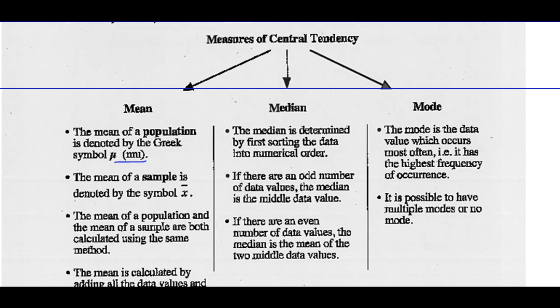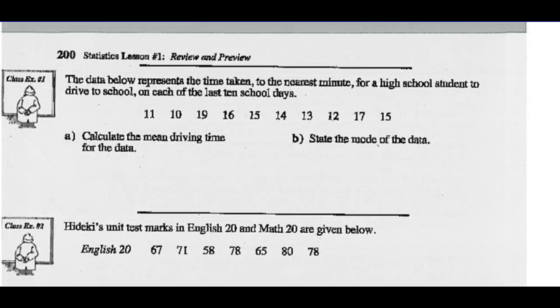Your median is determined by first sorting the data into numerical order, either ascending or descending. If there are an odd number of data values, then the median value is the middle. If there are an even number of data values, then the median is the average, or the mean, of the two middle data values. And finally, the mode is the easiest one to understand. The mode is the data value which occurs most often, i.e. has the highest frequency of occurrence. It's possible to have multiple modes or no mode. So keeping these three definitions in mind, let's do some examples.